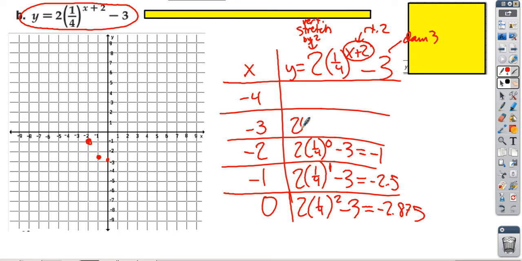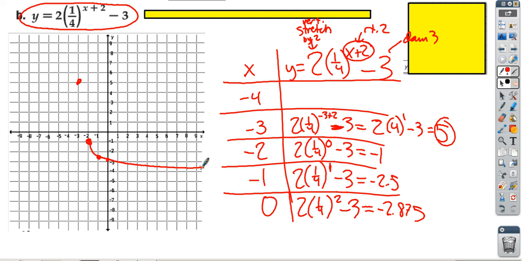Okay, this one, maybe one more point should be good. So -3 plus 2 would be -1. Just want to show you how this looks. So 2 times 1/4 to the -1. Well, that means we should flip it and make it positive. So if we flip 1/4, we would get 4. That's going to be 2 times 4 to the first power, minus 3. That turns out to be 5. So the point -3, 5 is on our graph, and you can see it's going to start dropping pretty steeply.